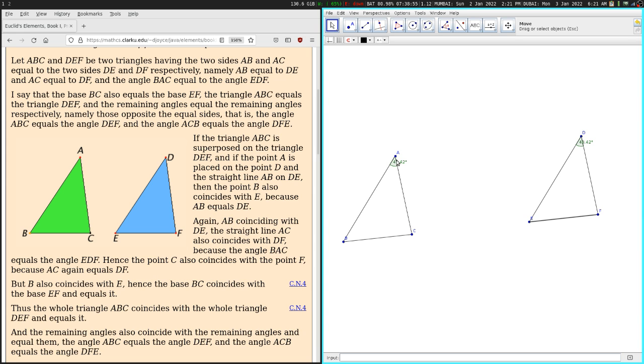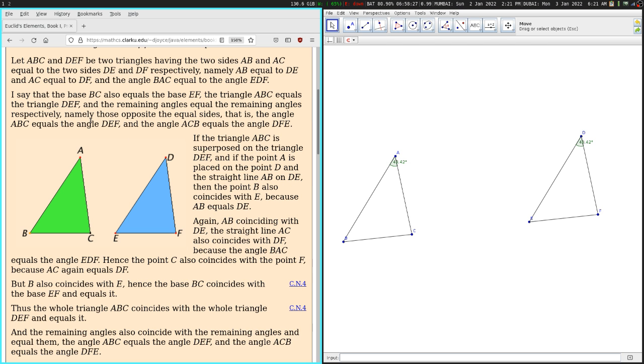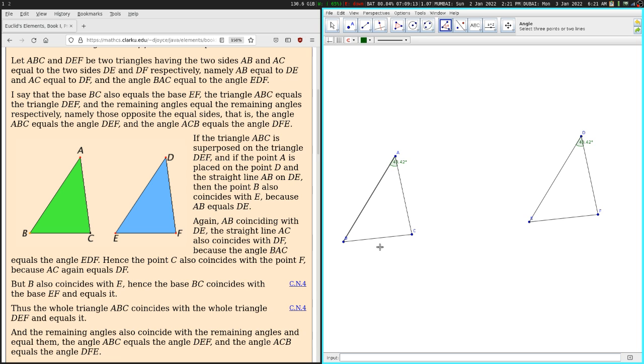the triangle ABC is superimposed on the triangle DEF, and if point A is placed on point, okay. So maybe, can I move this triangle? Oh, that was a mistake. Let me finish off. The remaining angles equal the remaining angles respectively, namely those opposite the equal sides. That is, the angle ABC equals the angle DEF, sure, and the angle ACB equals the angle DFE. Okay, here, let me just show you the angles. Let me just construct them in GeoGebra.